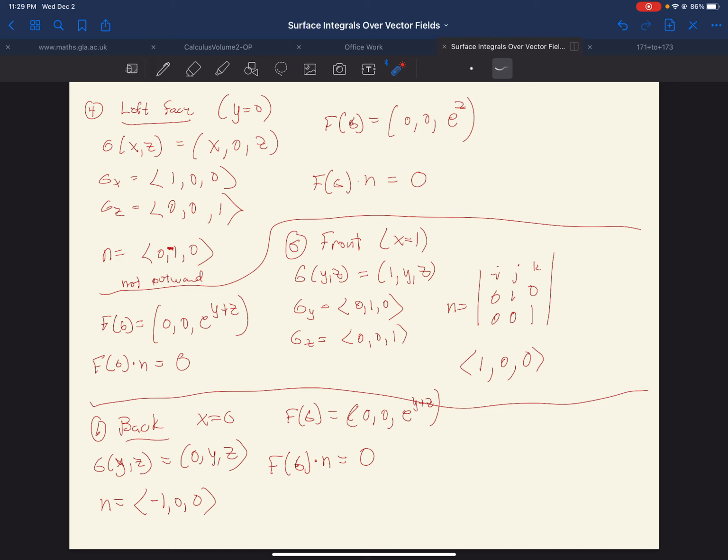So you guys, I did 4 faces, parameterized them, fed them into a cross product with the tangent vectors to find a normal vector. Then I fed the parameterization into a vector field. Then I took the dot product of that with that normal vector, and it came out 0. And if you integrate 0 over any interval, the answer is still 0.